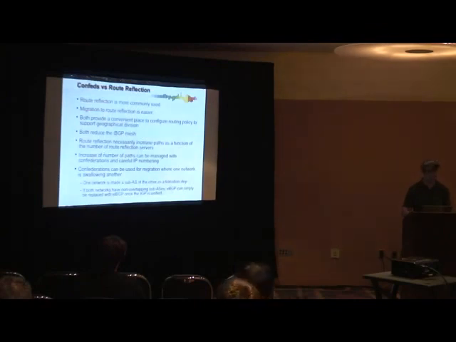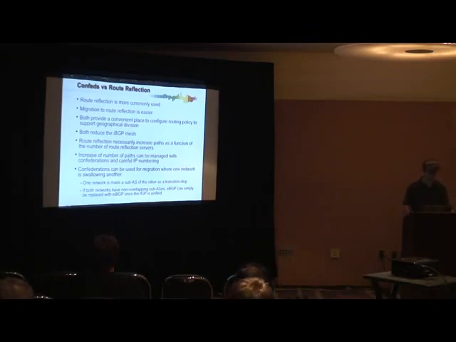So some other comparison between confeds and route reflection. Route reflection is more commonly used. Migration to route reflection is easier. Both provide a convenient place to do configuration for routing policy for geographical division. So if you make your boundary between, say, countries or continents be confed eBGP or route reflection servers, that's a very convenient place to put policy to do route containment to keep stuff on continent.